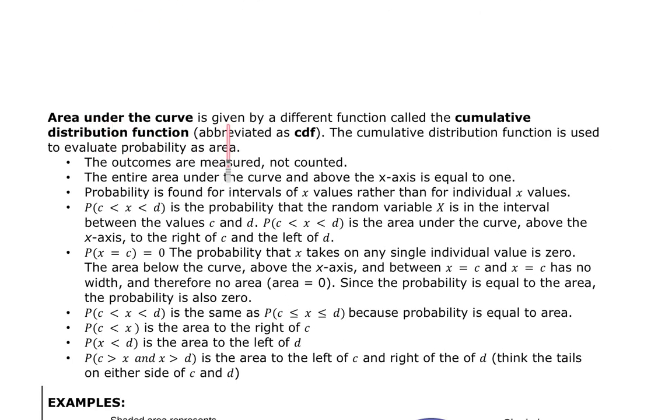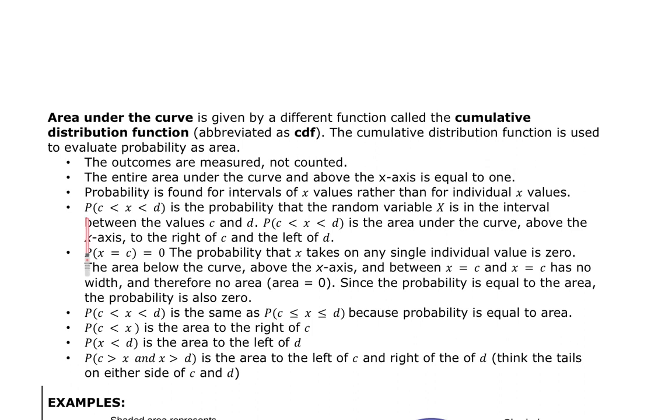The area under the curve is given by a different function. We call this the cumulative distribution function, abbreviated CDF. The cumulative distribution function is used to evaluate probabilities as area. The outcomes are measured, not counted. The entire area under the curve above the horizontal or x-axis is equal to 1. The probability is found for intervals of x rather than for individual x values.